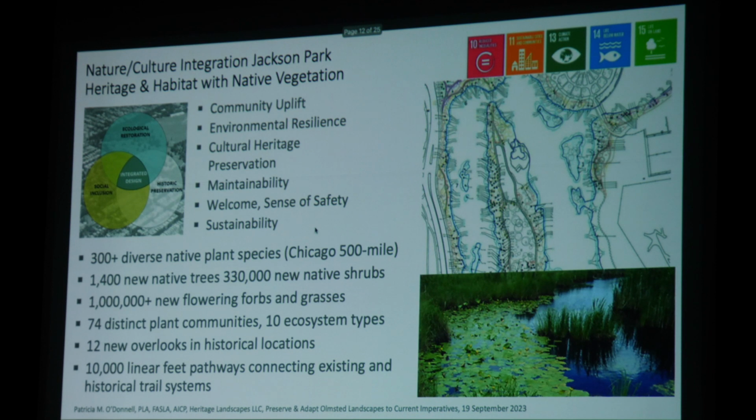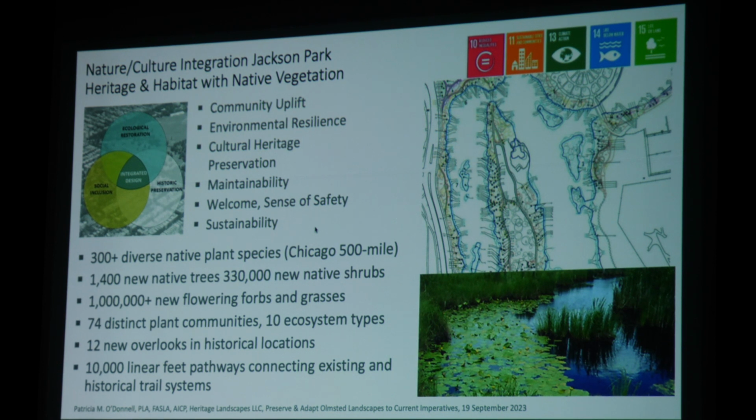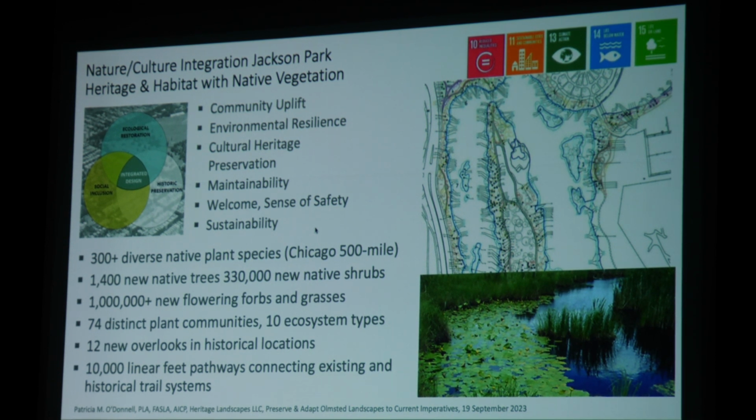Next, please. At Jackson Park, we did a deep integration of nature and culture with ecological restoration, historic preservation, and social inclusion overlapping, each as an integrated goal. The sample planting plan on the upper right shows the intensive planting approach, both on land and in water.